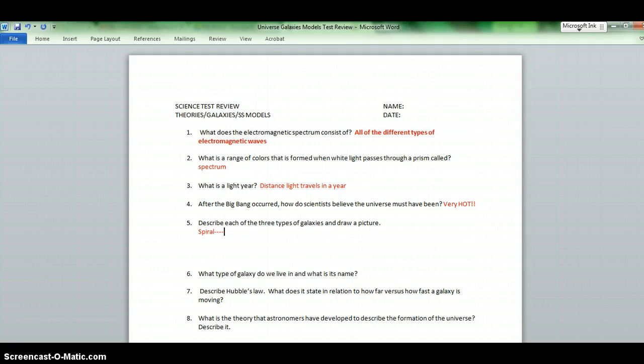For each of these types of galaxies, you should be able to draw them, tell me what shape they would more than likely be in, and then what kind of stars make up these galaxies. So spiral galaxies are pinwheel shaped. They contain both old and new stars. The new stars are on the arms and the old ones in the center.